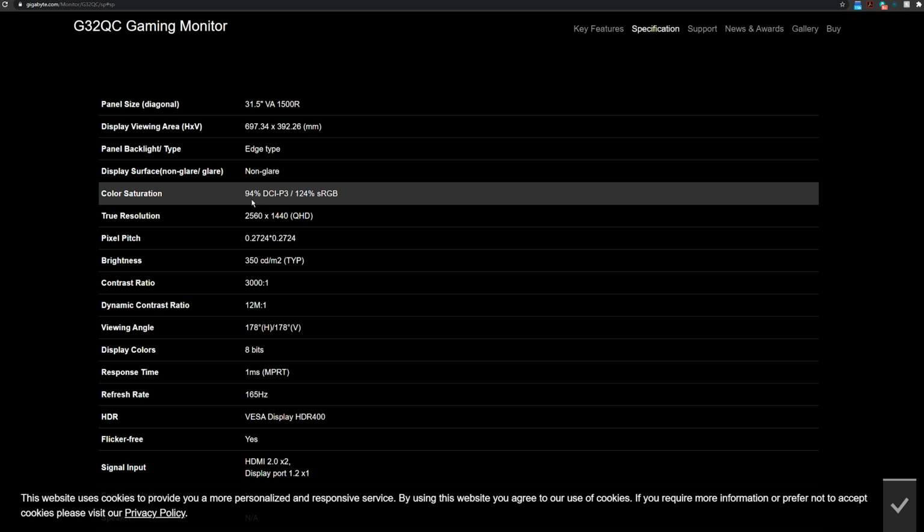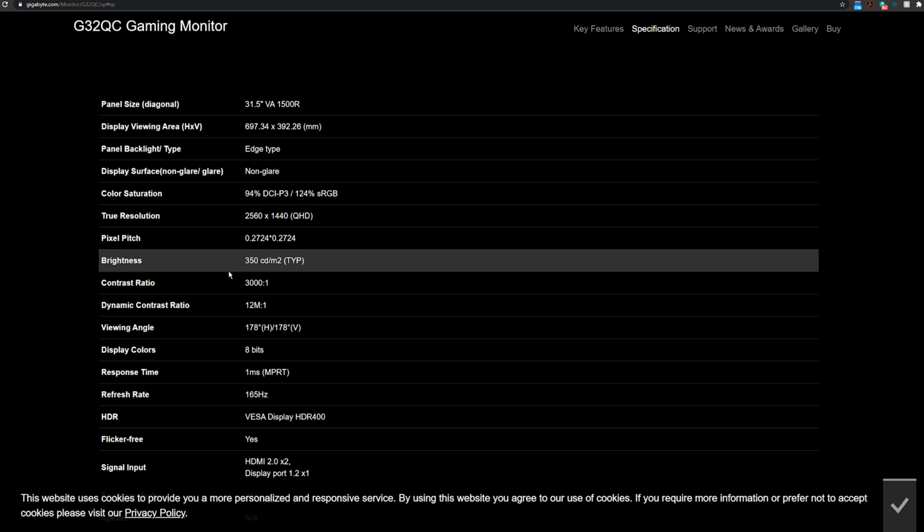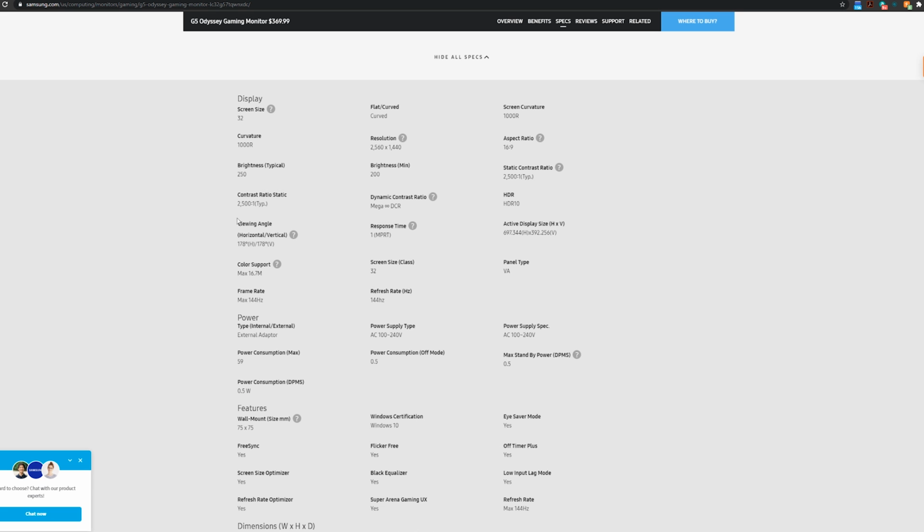Next thing, brightness. On the Gigabyte, it does get brighter. So we have 350 right here. If we hop over to the G5, you're going to have 250 brightness, typical. They're both saying typical on this. So minimum brightness is 200, and typical brightness is going to be 250.